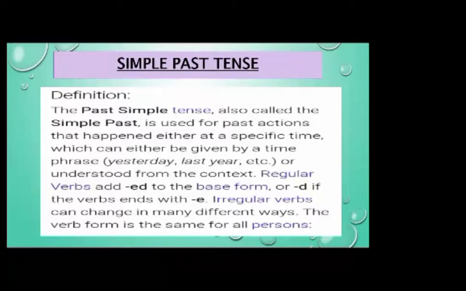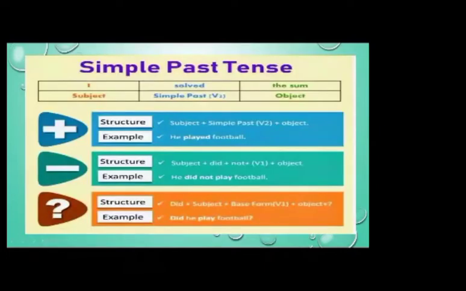So the past tense is used to express the actions that happen in the past or happen one after the other. Here the signal words may be last night, yesterday, last Monday, in 1997, an hour ago. Okay, so this is simple past tense definition. Now let's look at the structure. I is the subject. We use solve. This is a simple past verb, second form of verb, and the sum is the object.